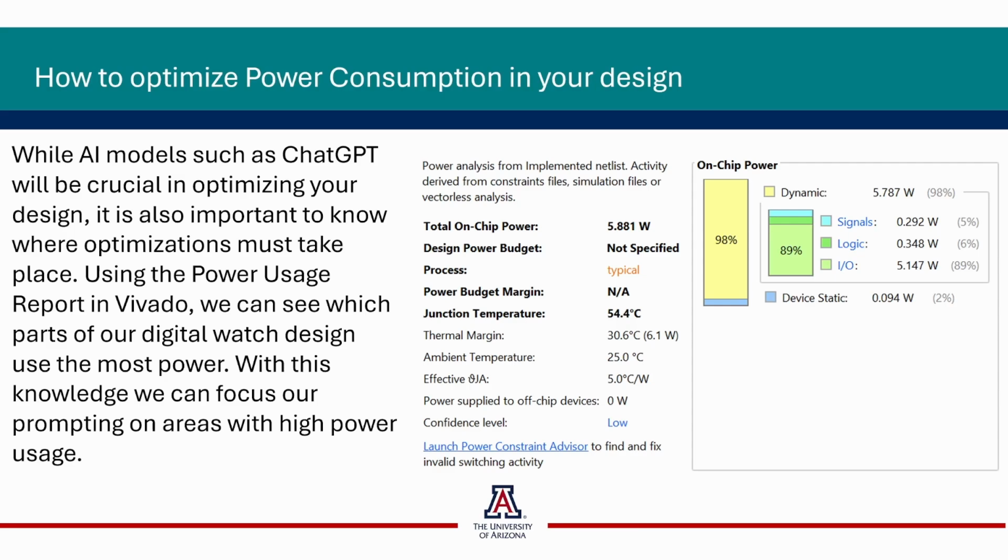AI tools like ChatGPT are invaluable for optimization, but analyzing Vivado's power usage report helps identify high power components. This can help cut down the time needed for optimization by giving you a clear idea of what is taking a lot of power in your system, allowing you to focus on improving that specific part of your design.